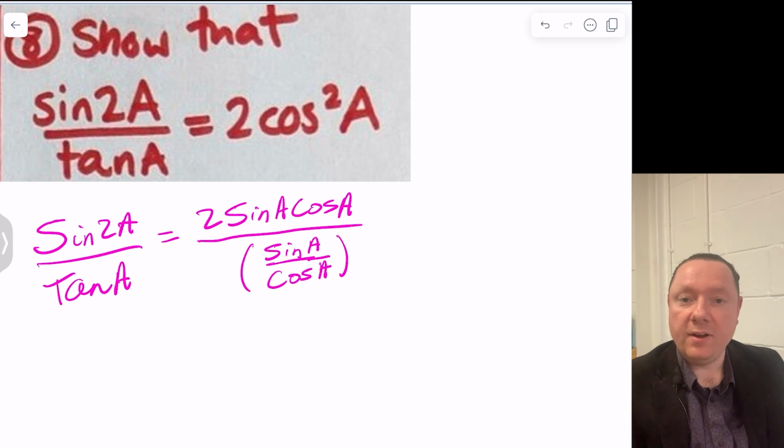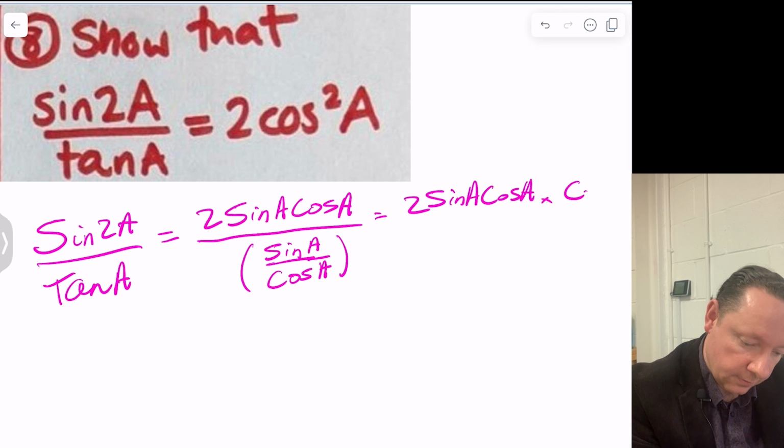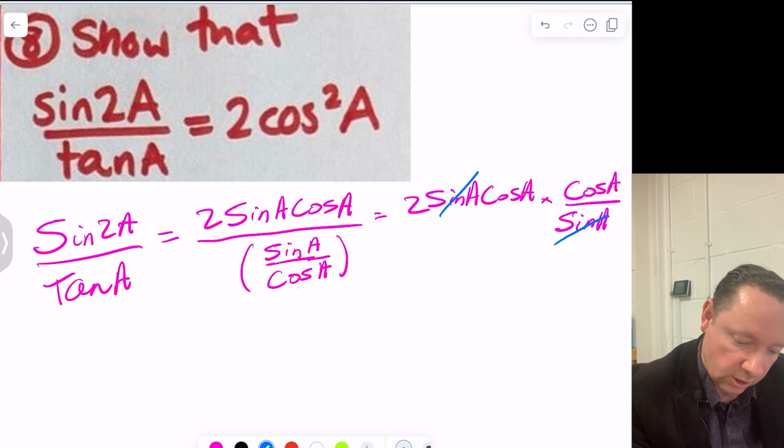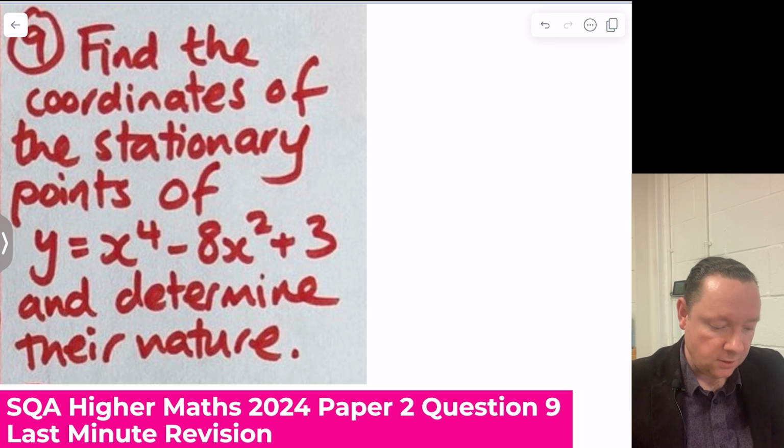Now, dividing by a fraction is the same as multiplying by its reciprocal. What do I mean by that? I mean, you can just flip it. 2 sine a cos a times cos a over sine a. So now, you can see that and that cancel. So you just write cancel. So that equals 2 cos a times cos a, which is 2 cos squared a. And we're done there.